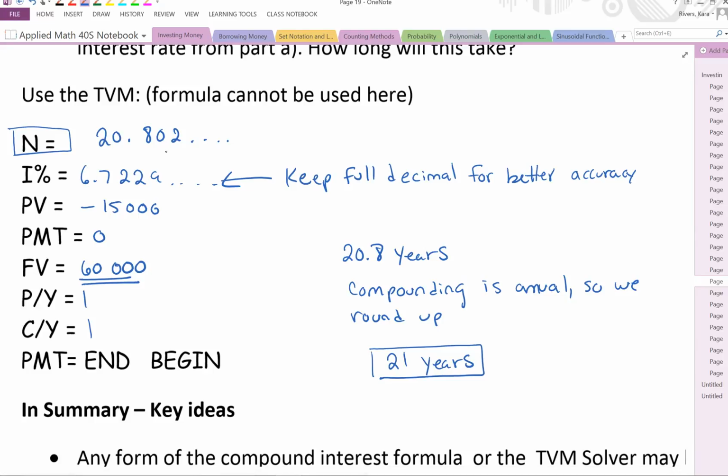Alright, so that's it for today's lesson. That's how we can use the TVM solver to solve for present value, interest, or even the number of years, the term. Thanks for joining me in today's lesson.